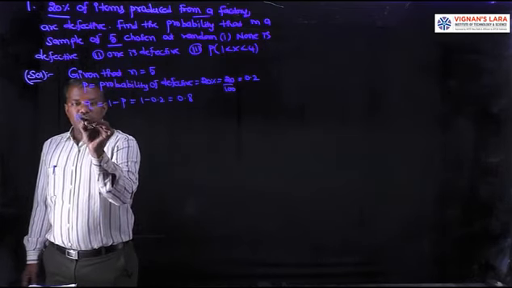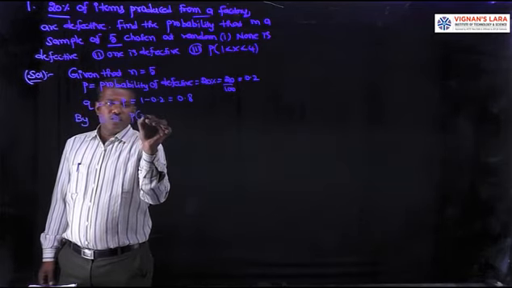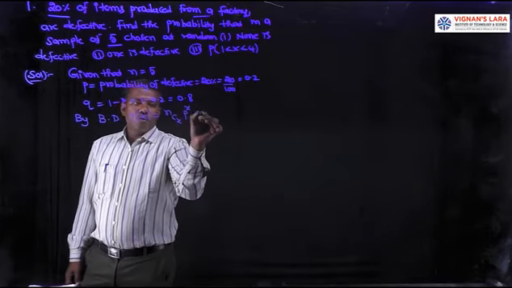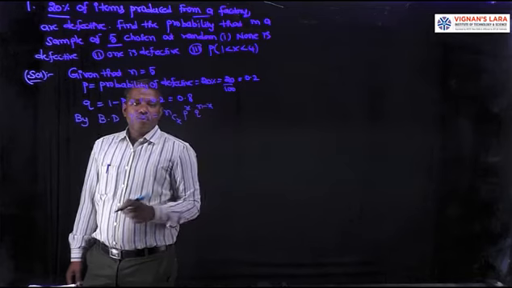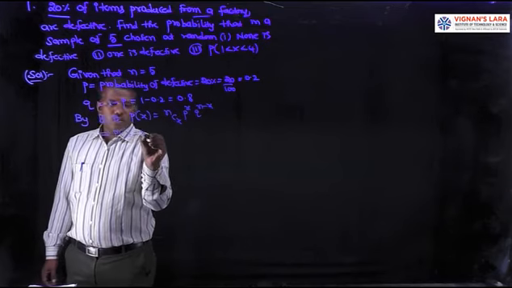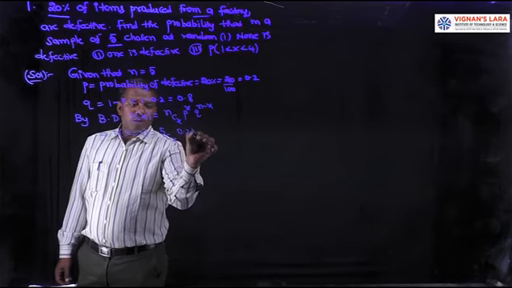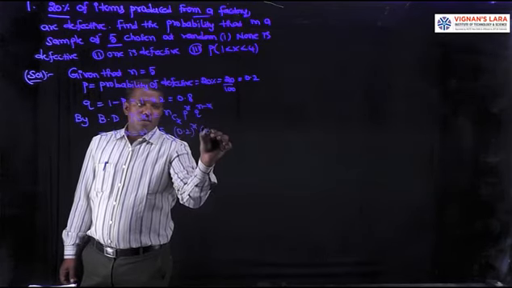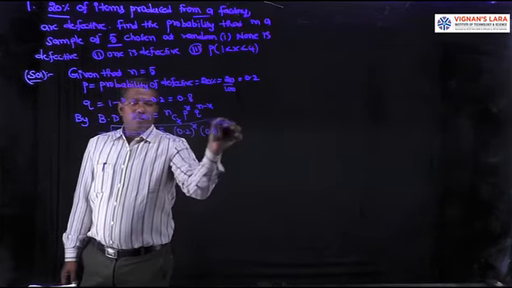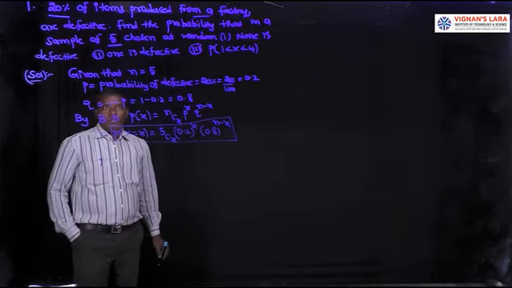By binomial distribution, P of x is nCx, p power x, q power n minus x. Then here P of x equals 5Cx, 0.2 whole power x, 0.8 whole power n minus x, by fixing the n, p, q. That is the binomial distribution.